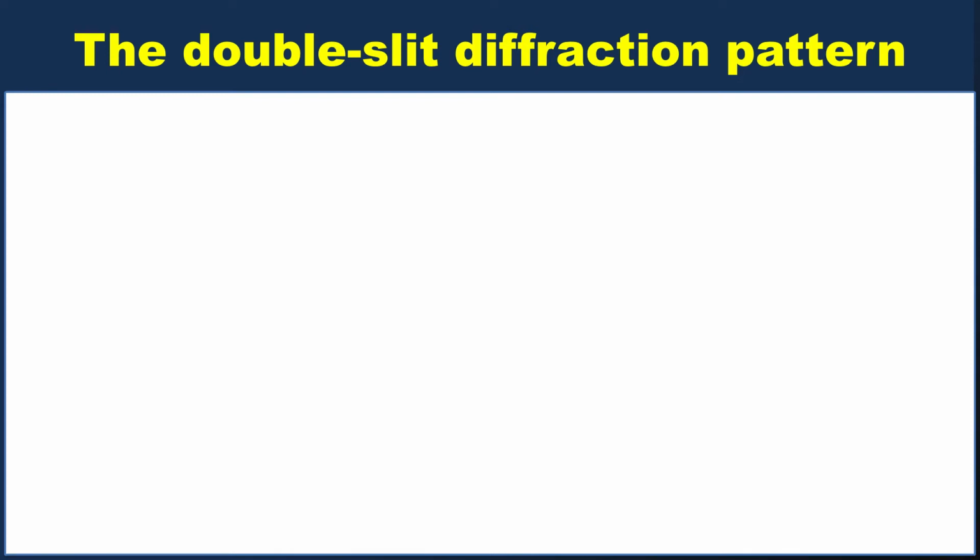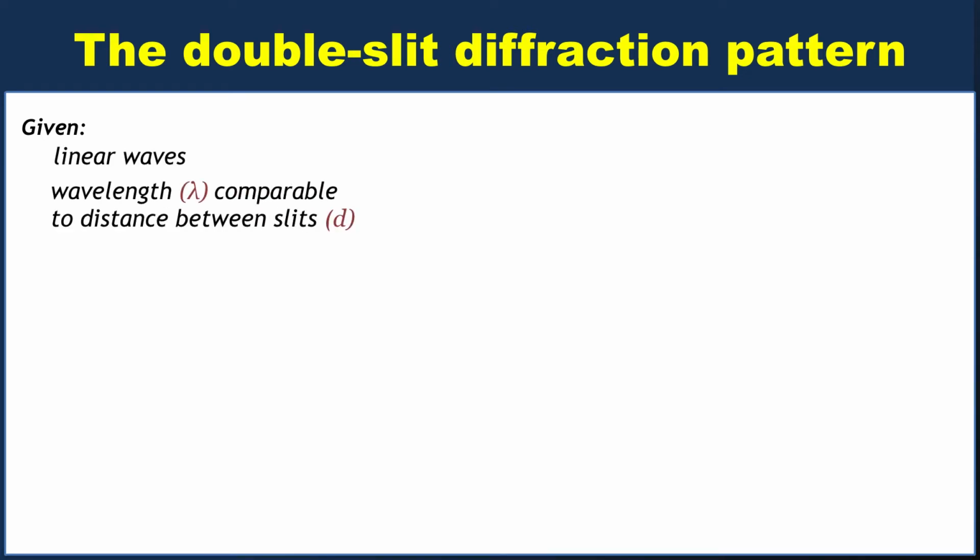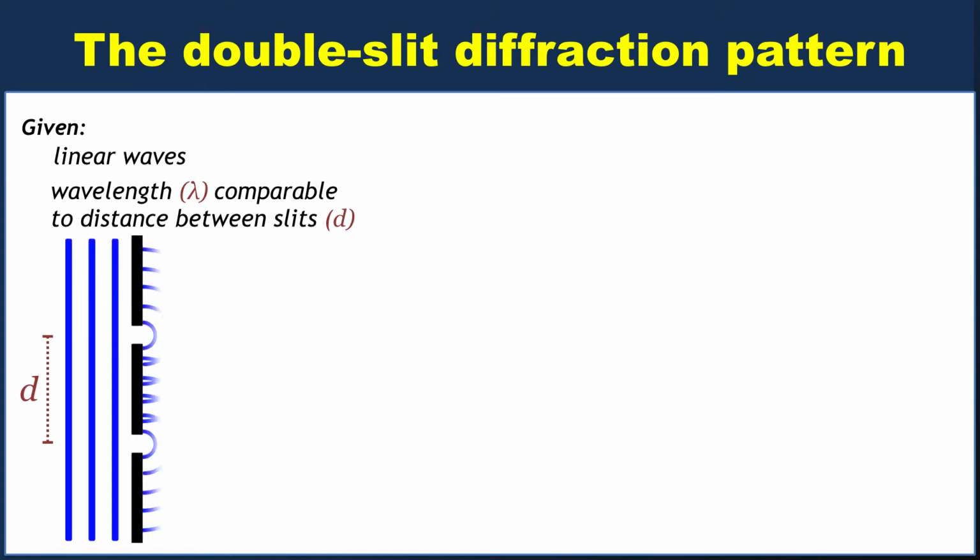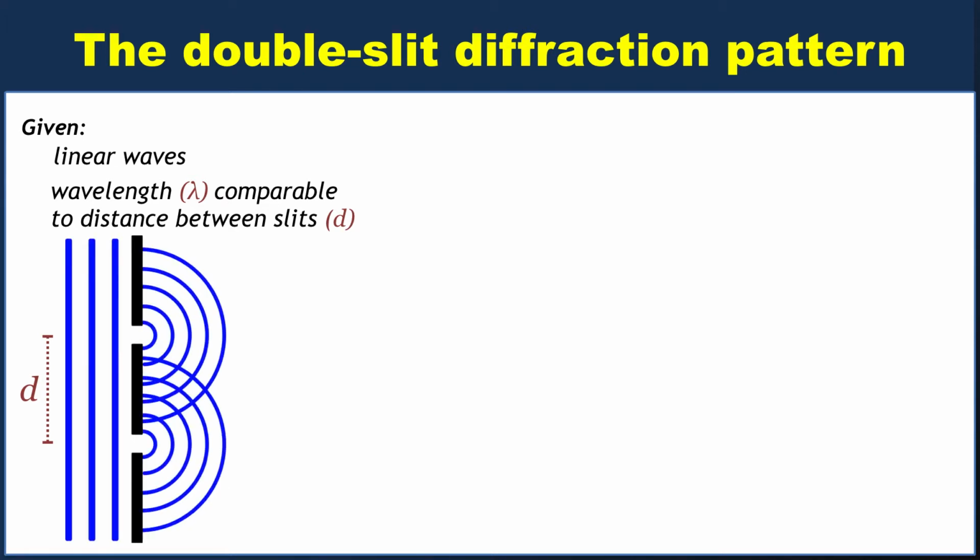I wanted to examine the origins of the double-slit diffraction pattern. So imagine that we start with a set of linear waves where the wavelength is constant, equal to lambda, and comparable to the distance between two slits in a boundary. So we have some situation like this, where there's a solid boundary with two slits separated by a distance d. The idea is that the plane waves come from the left side, form circular waves on the right side, and then those circular wave patterns interfere with one another to produce a diffraction pattern.